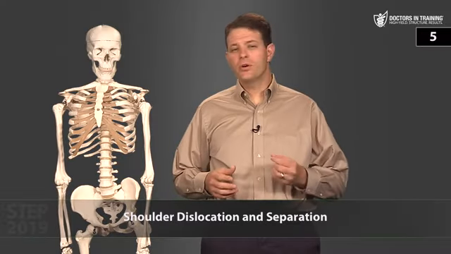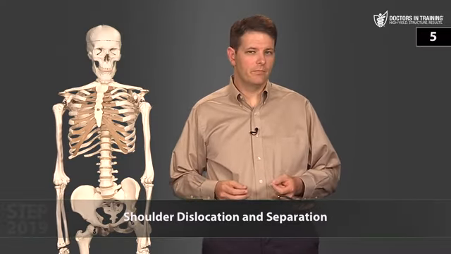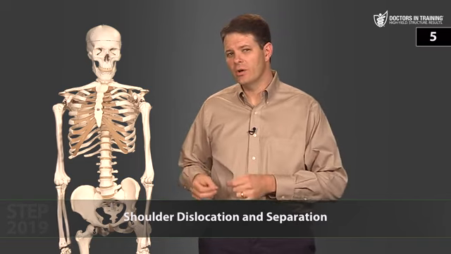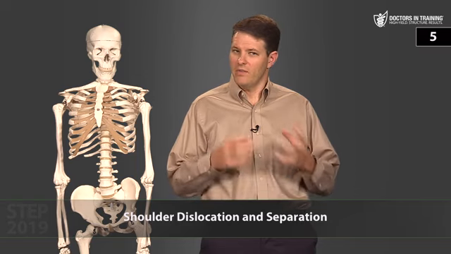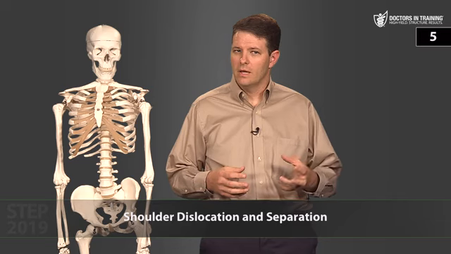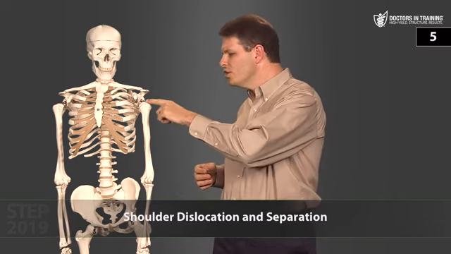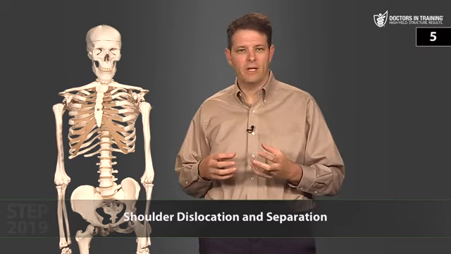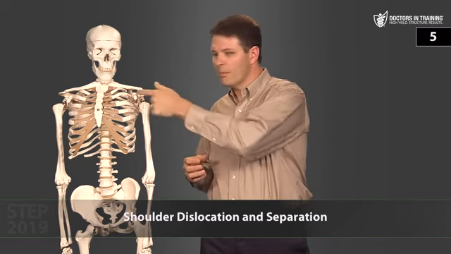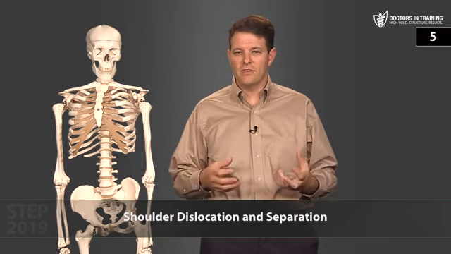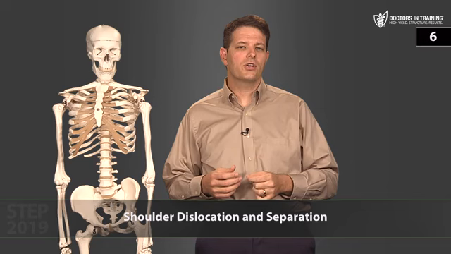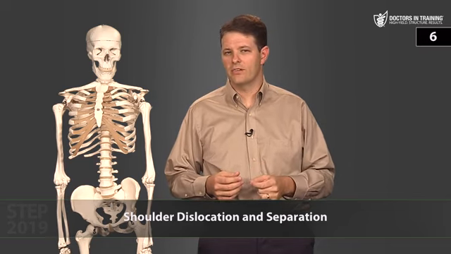Next, let's talk about shoulder dislocation and shoulder separation. Now, there's a question in the study guide that says, what's the difference between a dislocated shoulder and a separated shoulder? And they're very different in terms of which structures are involved. They only sound similar. In a dislocated shoulder, the head of the humerus rotates out of the glenoid cavity. But in a separated shoulder, it's the clavicle that's separating from the acromion process and the coracoid process of the scapula.